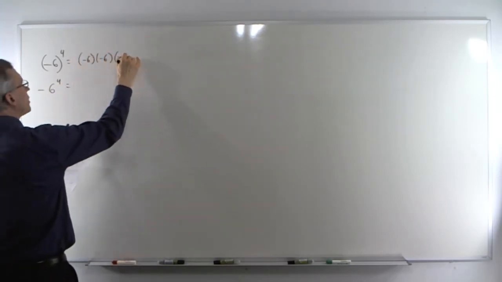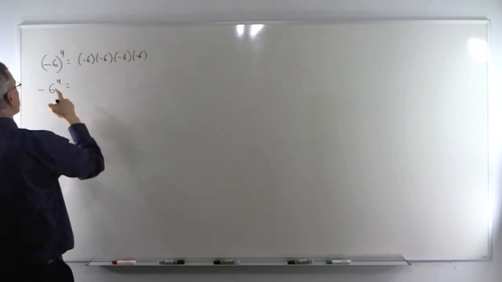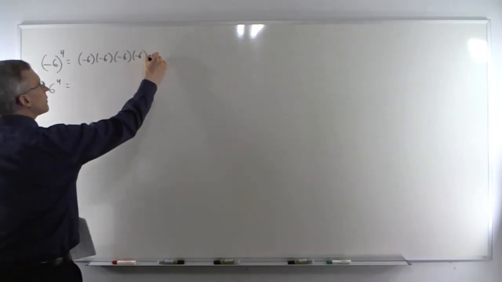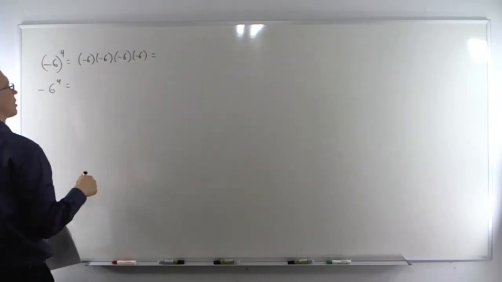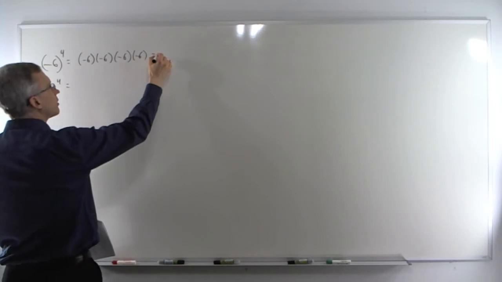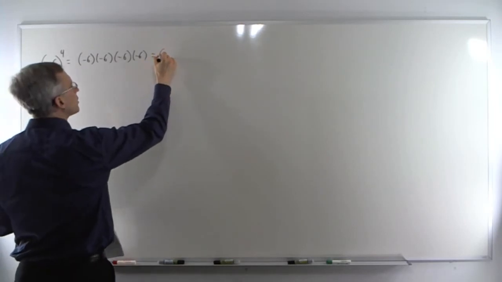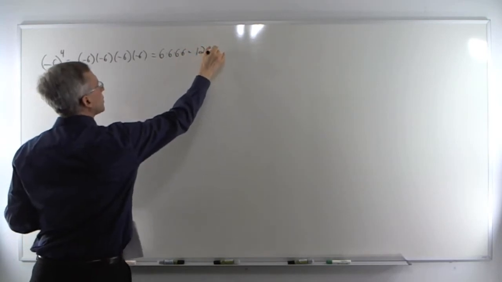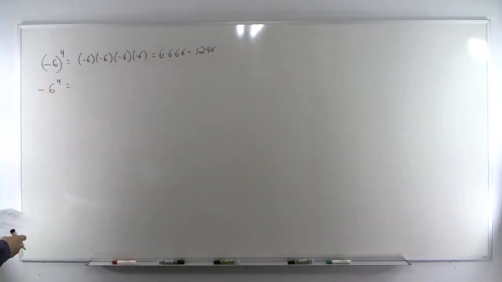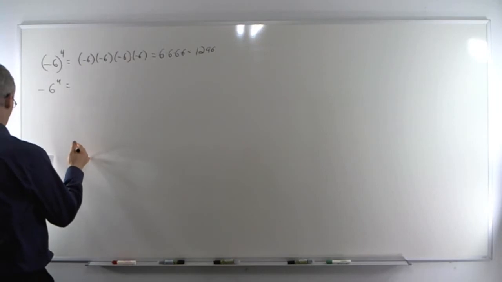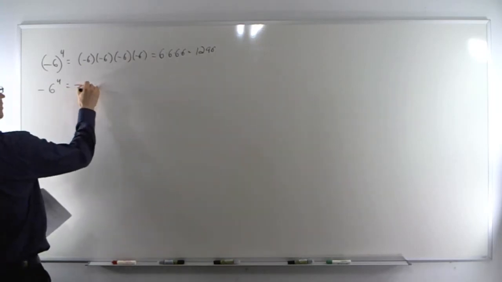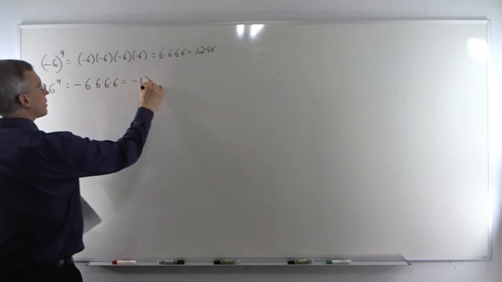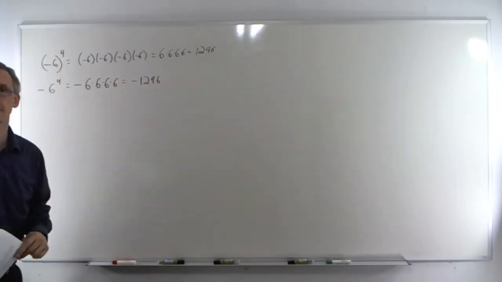All right, the first one is negative 6 is the base. 4 is the exponent, so we get 4 negative 6's multiplied there. The negatives all cancel, and we're left with 6 to the 4th power. And that is 1296. With this one, we have negative times 6 times 6 times 6 times 6. We got negative 1296.